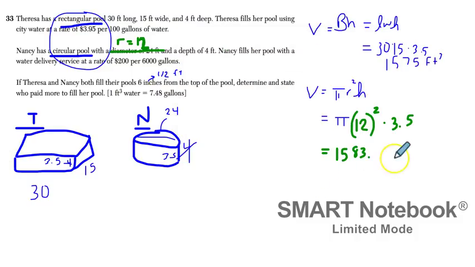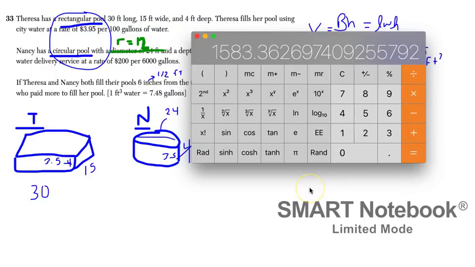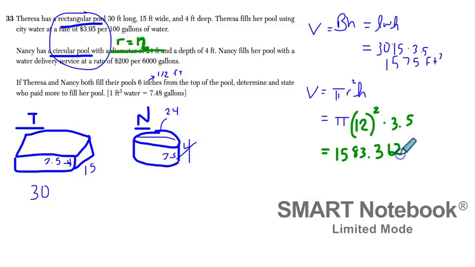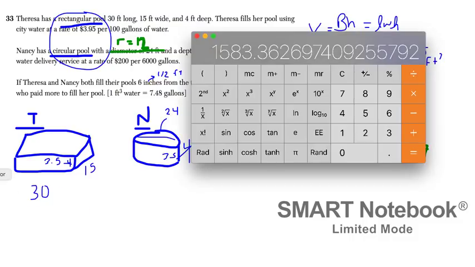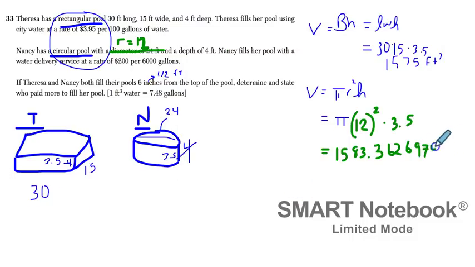Another tip I give to my students is round as little as possible until the end of the question. So 2, 6, 9, 7, 4, 0, 9. I know it seems like overkill, but you don't want some rounding issue in here to mess your answer up later. And this is also in terms of feet cubed.